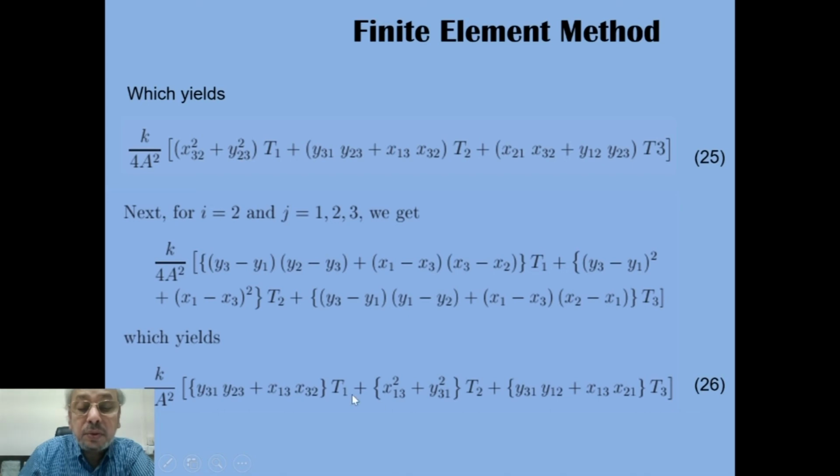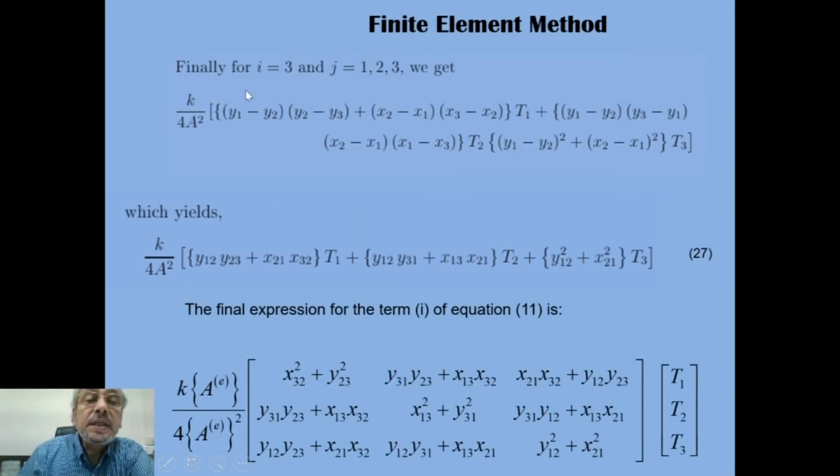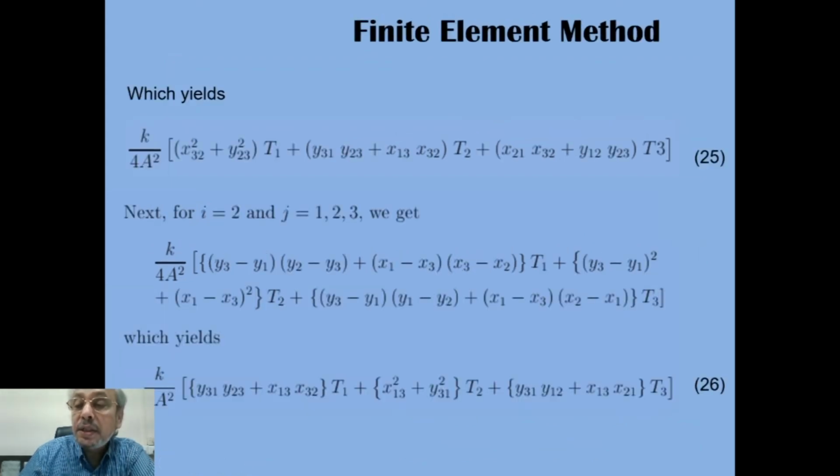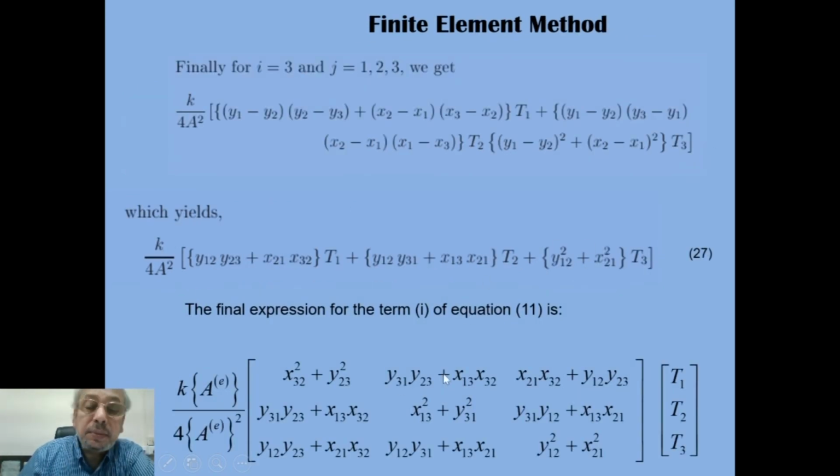T1 with its coefficients, T2 with its coefficients, and T3 with its coefficients. Basically equation 26. And in the same way, i equal to 3 and j equal to 1, 2, 3 will give us equation 27. So now if we reorganize 25, 26 and 27, we can write in this way.